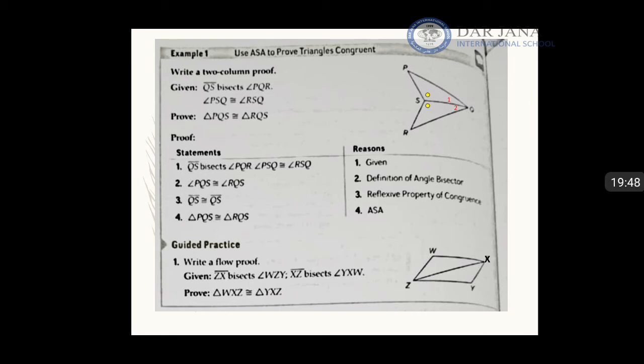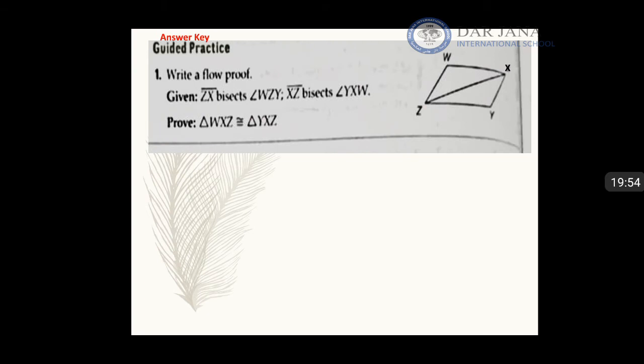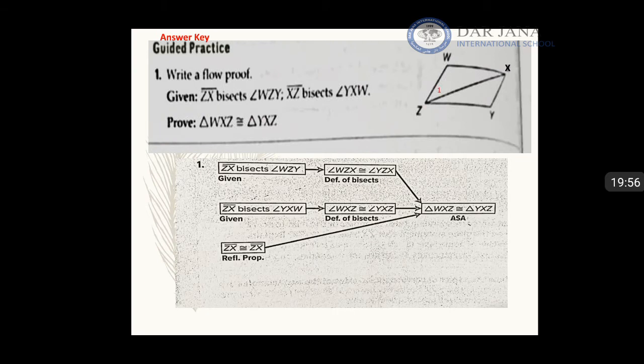Now let's move to the guided practice that we have to solve. So we have to write a flow proof. Let's see what's the given. The given is that ZX bisects the angle WZY, and XZ bisects YXW. So ZX bisects WZY.